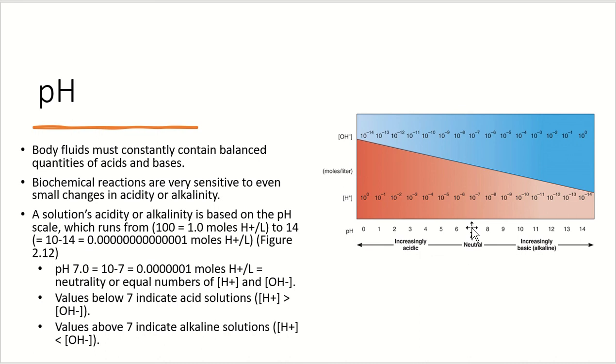Any value that's below 7, anything from 1 to 6, is going to be a more acidic solution. It's going to have a greater number of hydrogen ions than it does hydroxide ions. And then alternatively, anything that's above 7 is going to be considered more alkaline or more basic. All right, so 8 to 14 is more basic.